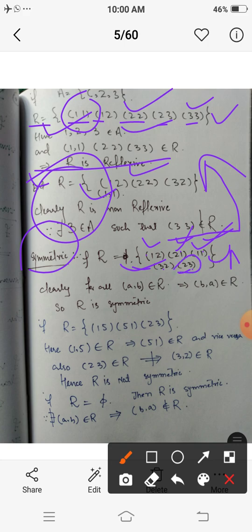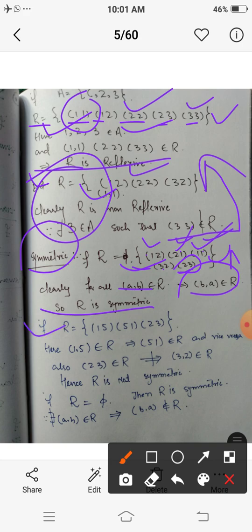So this means that from this R, we can say that if (a,b) belongs to R in general, this implies that its reciprocal, that is (b,a), or the converse, usually we say the converse, (b,a) belongs to R. So R is symmetric on A because there is symmetry between the ordered pairs.